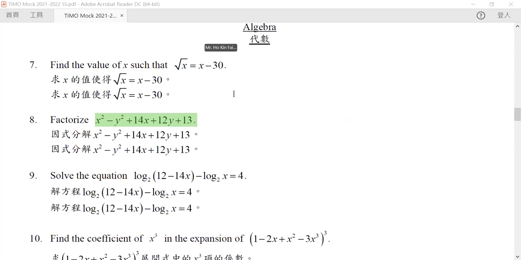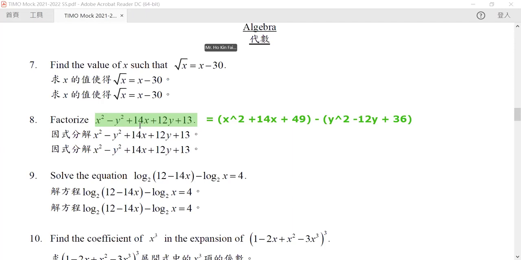Because all the variables are separated, we can rewrite this as follows: x squared plus 14x plus 49 minus y squared minus 12y plus 36. You see? The things on our left-hand side are the same as the things on our right-hand side. The variables separate themselves. The x has nothing related to y, and y has nothing to do with x.